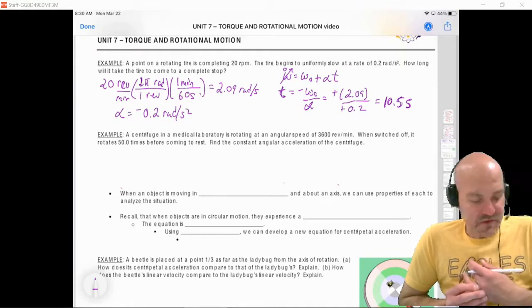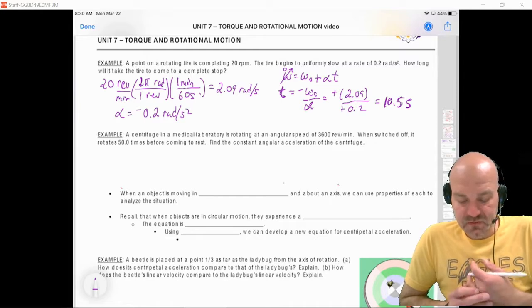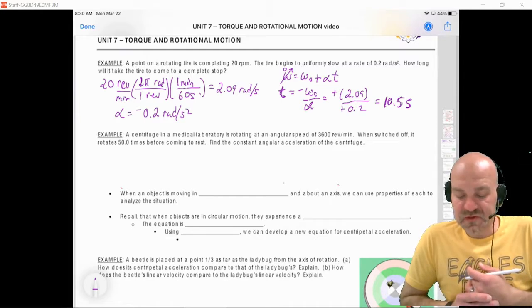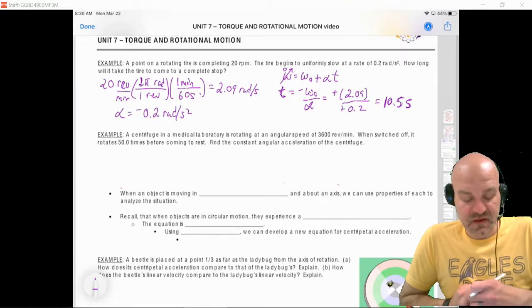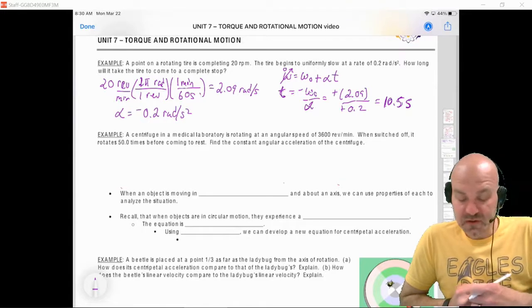Okay, so here's the next one. A centrifuge in a medical laboratory is rotating at an angular speed of 3,600 revolutions per minute. When it's switched off, it rotates 50 times before coming to rest. Find the constant angular acceleration of the centrifuge.